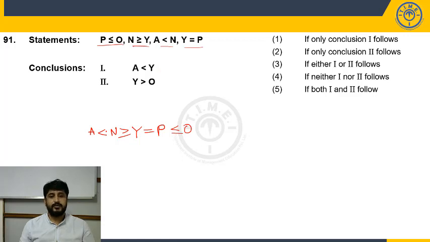Now let's answer the questions. First conclusion, A less than Y. Between A and Y, opposite signs. So conclusion does not follow. Y and O. Between Y and O, the relation is equal to and less than or equal to, which leads to less than or equal to. So Y less than or equal to O. But it is given Y greater than O. So it does not follow. Neither 1 nor 2 follows. Choice 4.